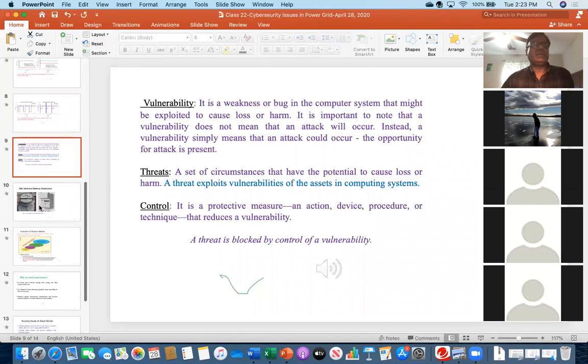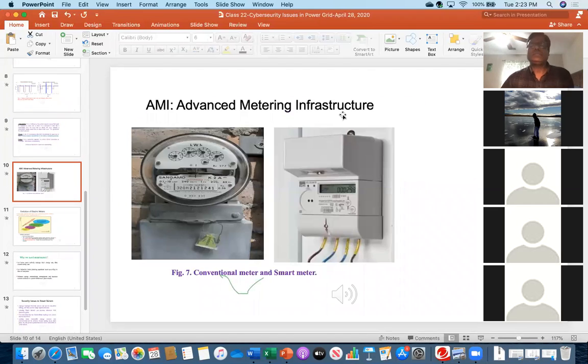Now, moving forward, we are almost at the end of the class. There is one terminology called Advanced Metering Infrastructure, or AMI. This is basically with regard to the metering system at our home. Here you can see the conventional metering system on the left side, and on the right side, in the sealed box, we can only see the display, and that is the smart metering system.